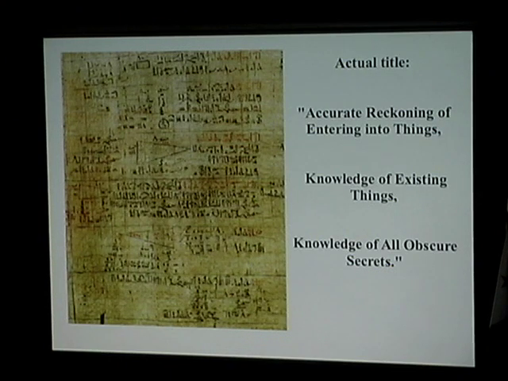Now, the actual title, we named this after Mr. Rind, who purchased it, but the actual title of this document is more interesting, and it gives us an insight into Egyptian perception of mathematics. This document was called Accurate Reckoning of Entering into Things, Knowledge of Existing Things, and Knowledge of All Obscure Secrets. That would make a more interesting math book than the normal Houghton Mifflin 3rd grade reader and so forth.